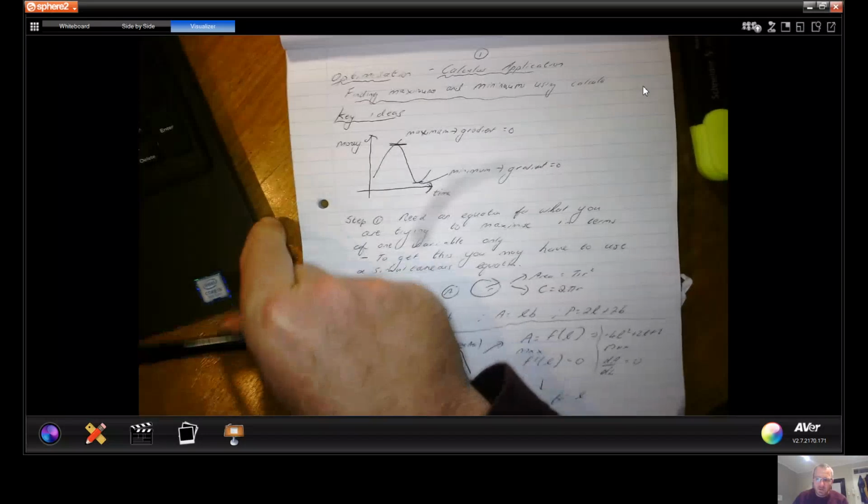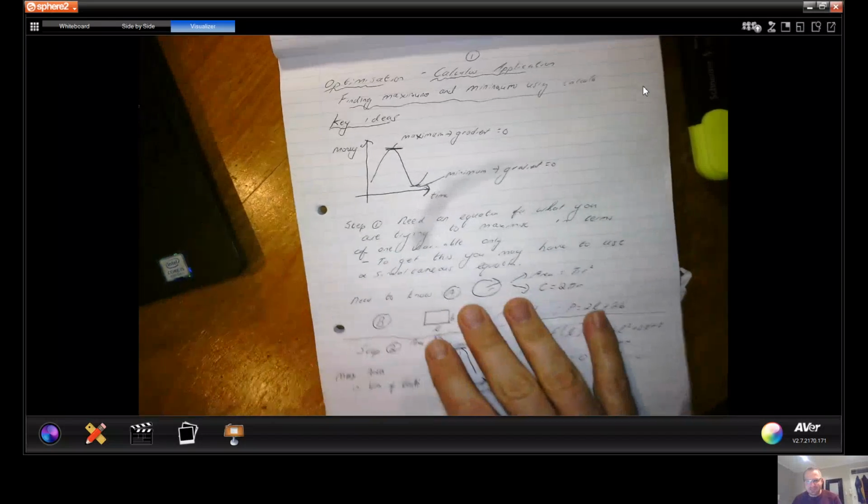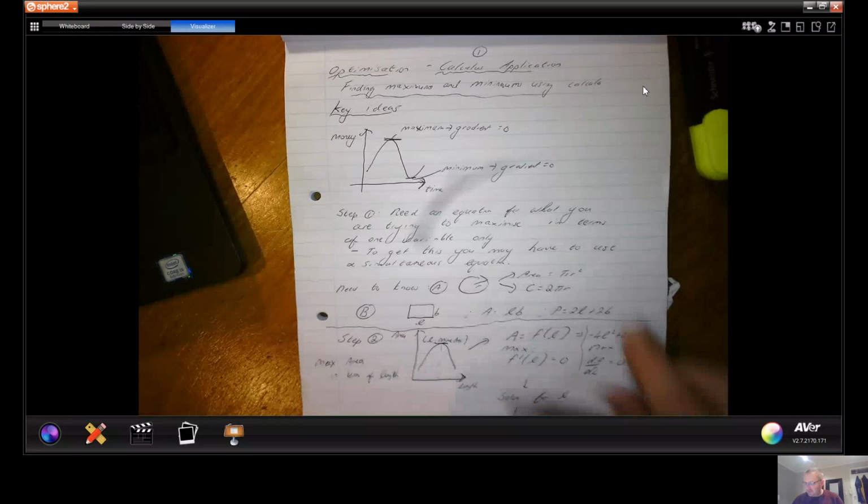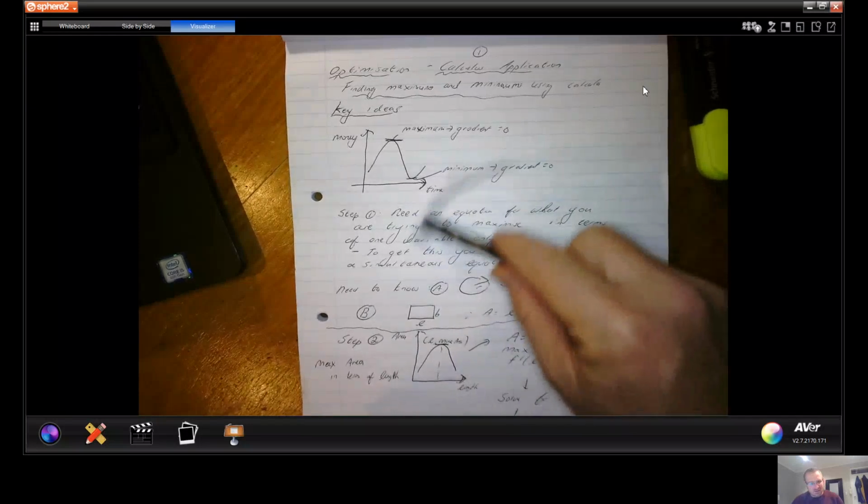We're looking at another calculus application, and I don't know why I've still got a shadow here. It's a banana.